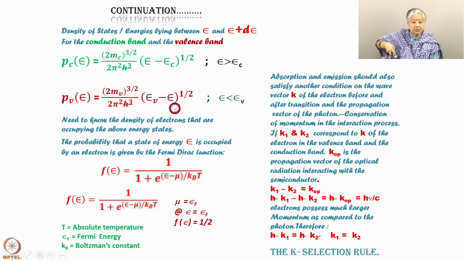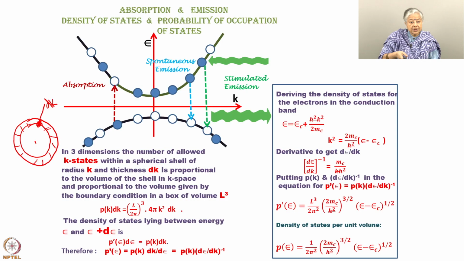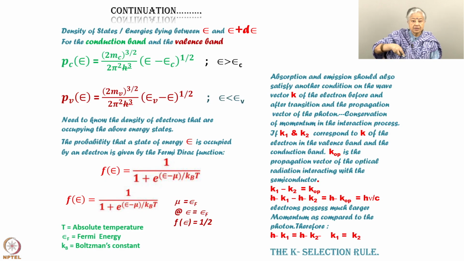And as you know, for the valence band, E is always less than EV, because all the states come below the valence band. This is EV, just to recollect again, this part is EV. So, all the states here are below, and in case of the conduction band, they are all above EC. That's why you get this sort of a formula, EV minus E, while here it is E minus EC, the root of that. So, here I have got the density of states in the valence band and in the conduction band.